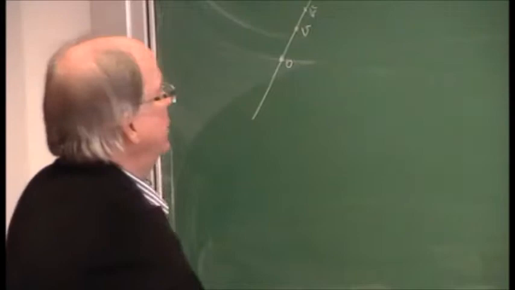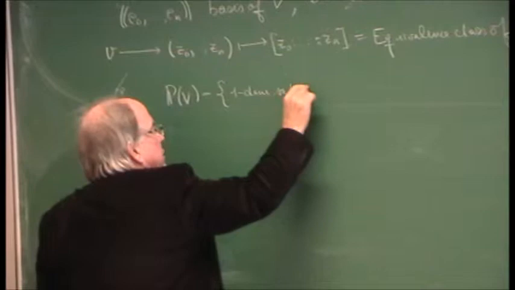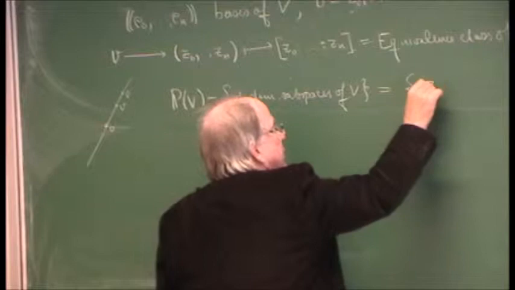And so the projective space, which is the set of one-dimensional subspaces, we often say that it's a set of lines, but we really mean subspaces, can really be thought of as just being parameterized by these homogeneous coordinates.